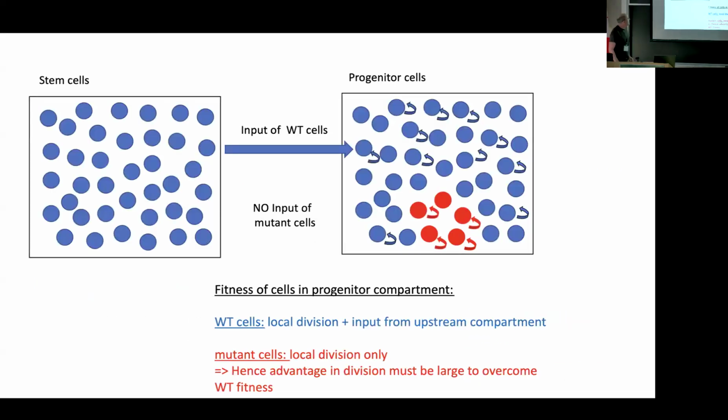So why is that? Why is there that invasion barrier? What is the reason for this? Again, it has to do with the influx from one compartment to the other. Here are the progenitor cells. Let's consider the progenitor cells.